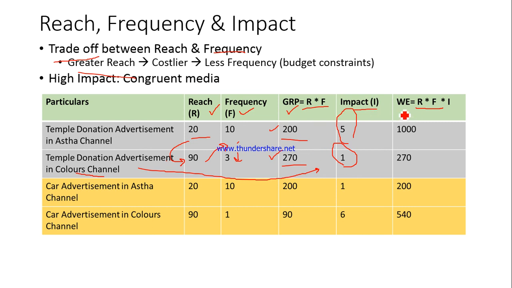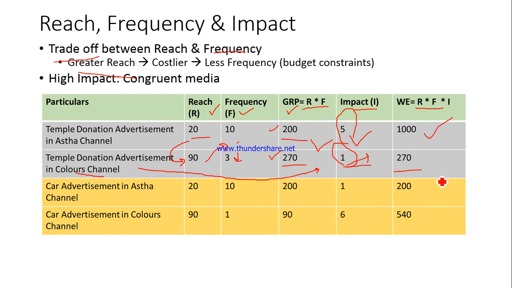And that is why the weighted exposure here would be 200 R into F, 200 into 5 is equal to 1000. So this is the weighted exposure score. On the other hand, the impact is very, very low, because those who want to donate money for such causes, they probably would not be watching the colors channel. So that is why we are saying that the impact is going to be very, very low. It is almost 1, right? And the weighted exposure would be 270, right?